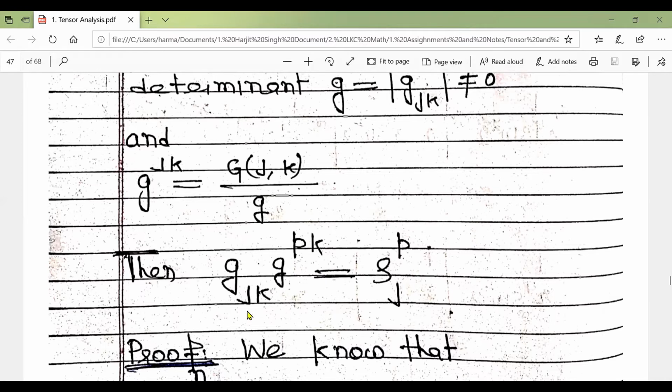I repeat once again: g_jk is covariant and g^pk is contravariant, meaning reciprocal metric tensors. Now the common part is k, so ignore the common part. If we ignore the common part, the remaining will be p and j. p is the superscript and j is the subscript. So that will be converted into the Kronecker delta with p and j, right? So this is a very important result.